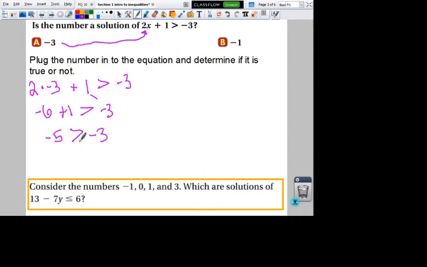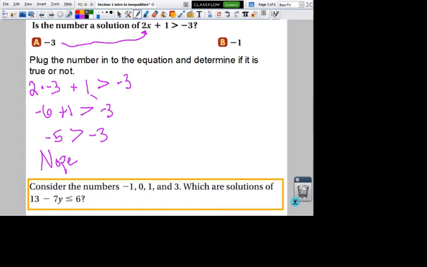Is this true? Is negative 5 bigger than negative 3? No, because it's negative. Remember, negatives are backwards. Negative 5 is smaller than negative 3. So this is false. This is not a true thing. So my answer, I'm going to say either false or no, or however you want to say it. So I'm going to go nope. That's right. Nope.